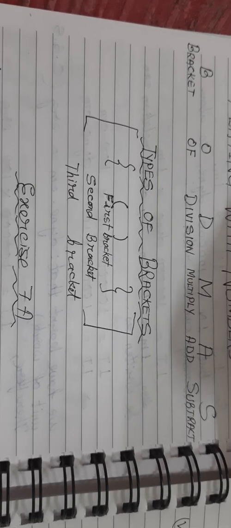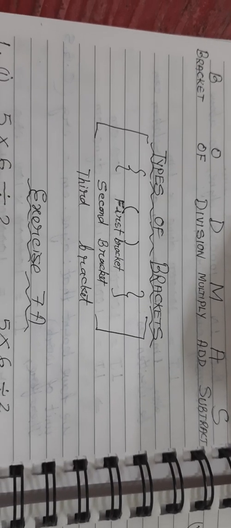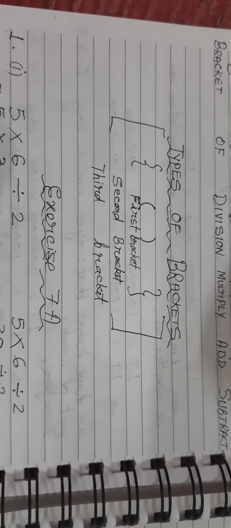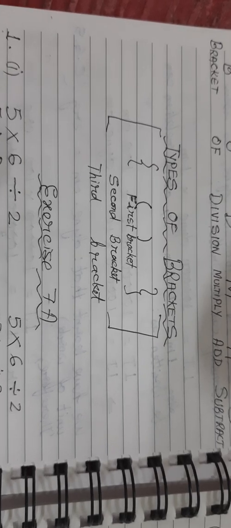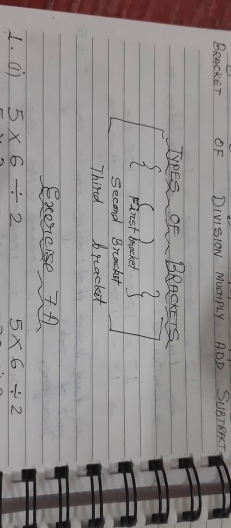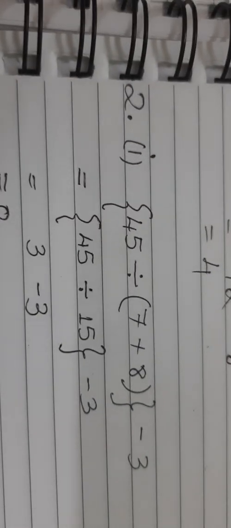In brackets also we have different kinds of brackets, as you can see: first bracket, second bracket, third bracket. So today in exercise 7a we are going to deal with problems which have these first brackets, second brackets and third brackets. Let us see them. Here is question number 2 part 1.